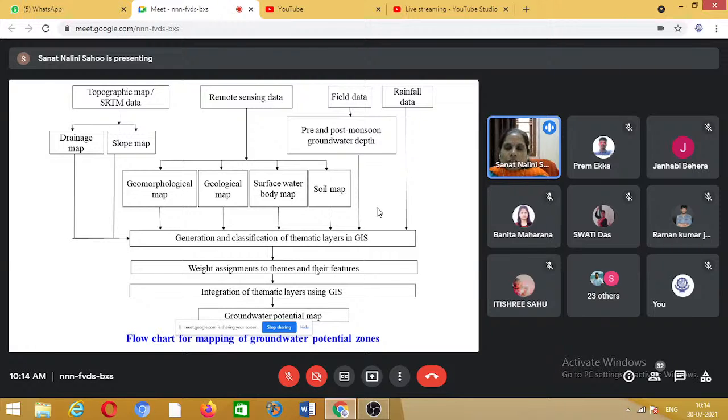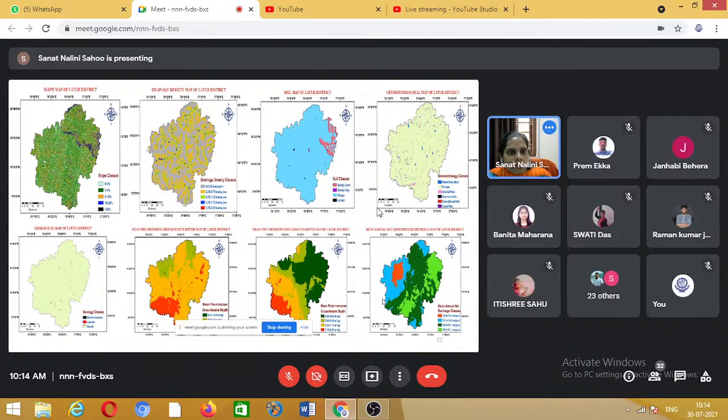So this sort of logical conditioning someone needs to develop for weight assignment to this type of thematic layers. Now, once you assign weights to different themes, then integration of these thematic layers is done, and then finally groundwater potential mapping is done. So this shows different themes. We have conducted a study for a watershed in Maharashtra.